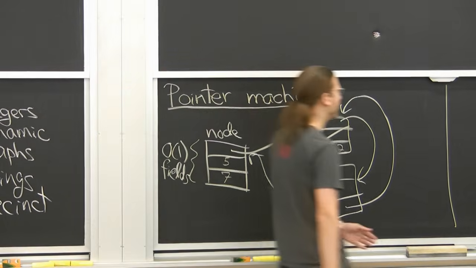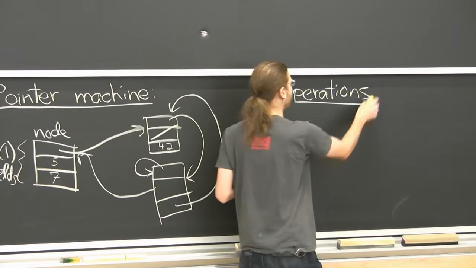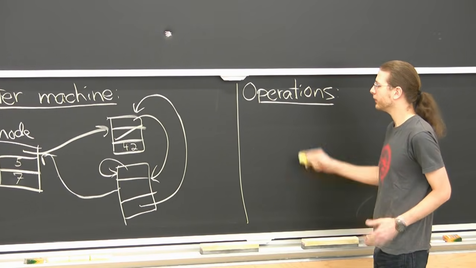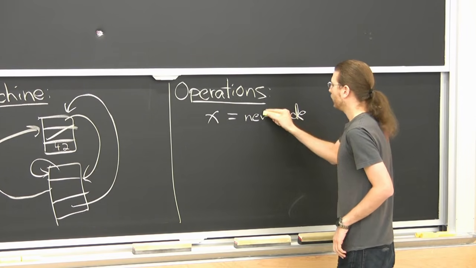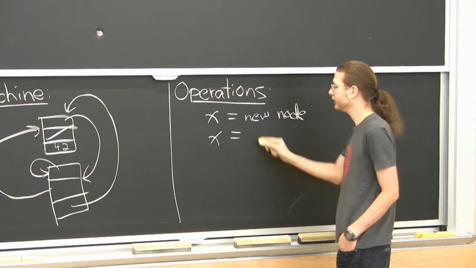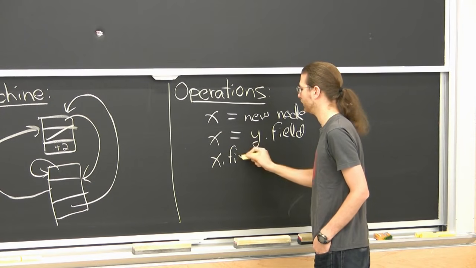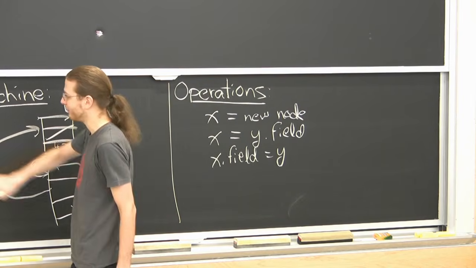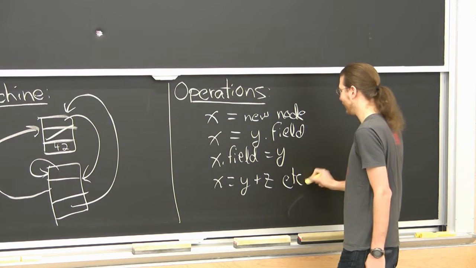And then you have some operations that you're allowed to do. That's the computation part of the model. You could think of this as the memory model. What you're allowed to do are create nodes. So you can say something like x equals new node. You can look at fields. So you can do x equals y dot field. You can set fields, x dot field equals y. You can compute on these data, so you could add 5 and 7, do things like that. I'll just write etc.